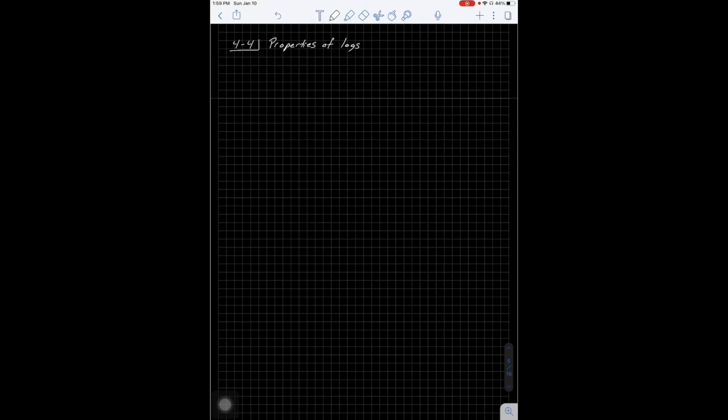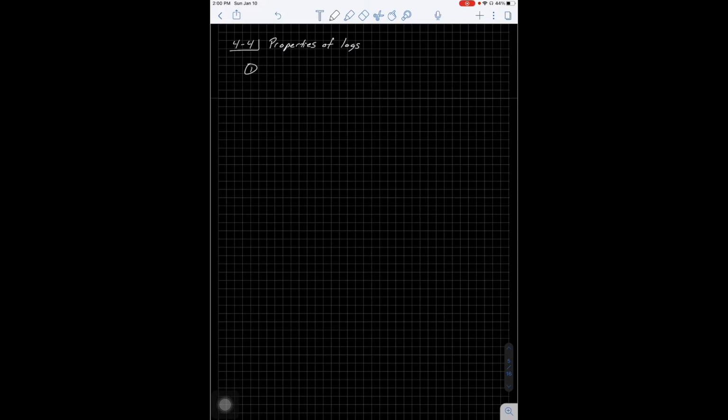Time for section 4-4. We're learning about properties of logs. These properties you definitely need to memorize. They will carry over into pre-calculus, and it will be expected that you know and remember these when you step into that class. So the first property, I'll just jump right in.